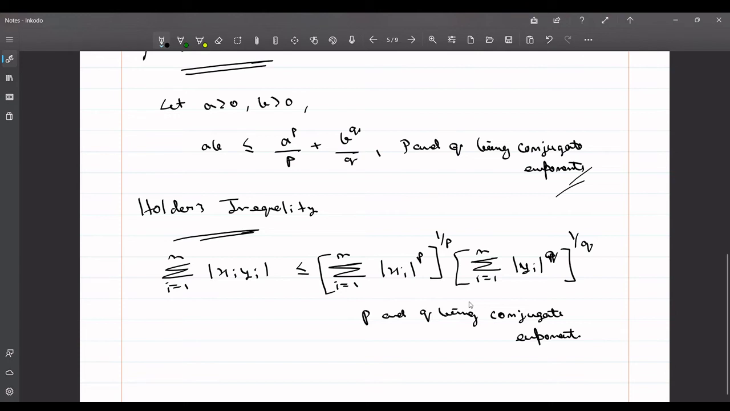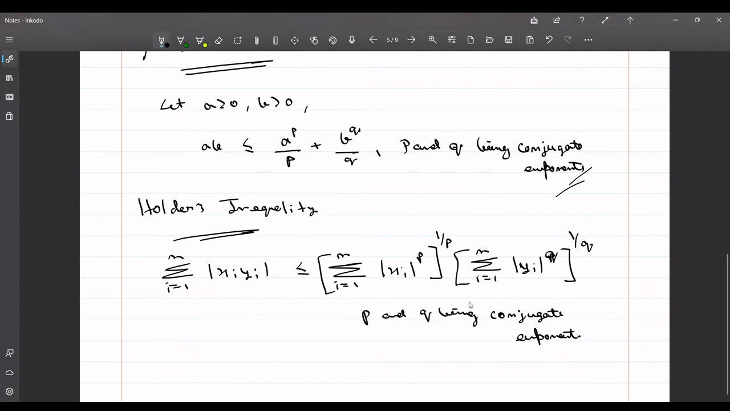P and q being conjugate exponents. Okay. Now let us see the proof of it. You can also define the Holder's inequality using the norm form.